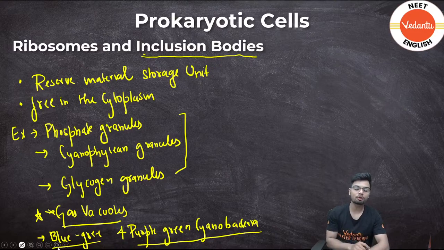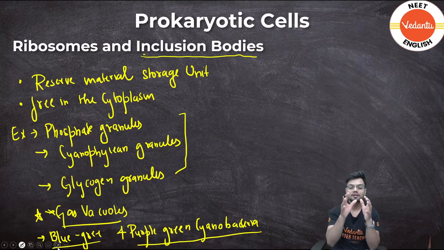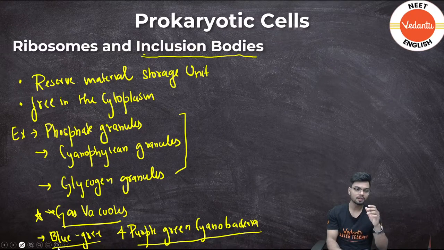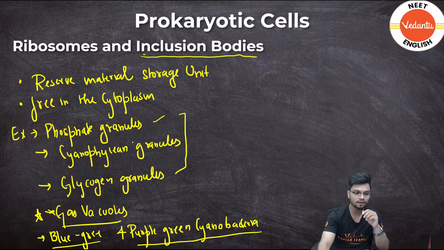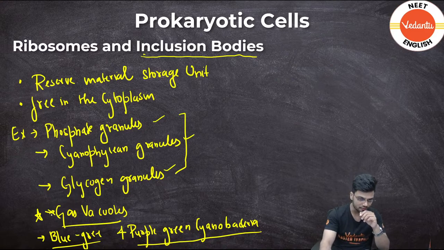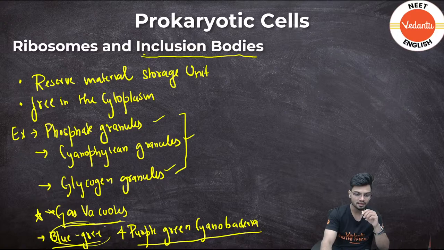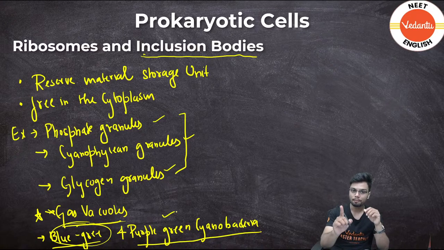So what are inclusion bodies? Inclusion bodies are a storage of reserve material. Reserve material is stored in this unit. It is completely free in the cytoplasm. The examples are phosphate granules, which store phosphate, cyanophycian granules, and glycogen granules. The other point is gas vacuoles, which are present in blue green as well as sulfur green cyanobacteria.